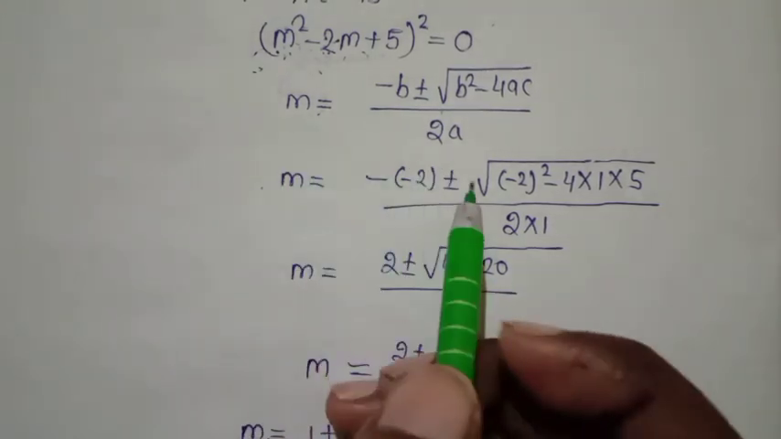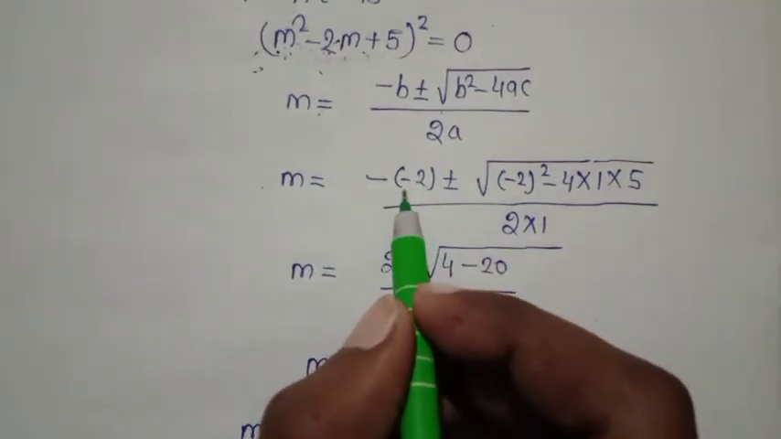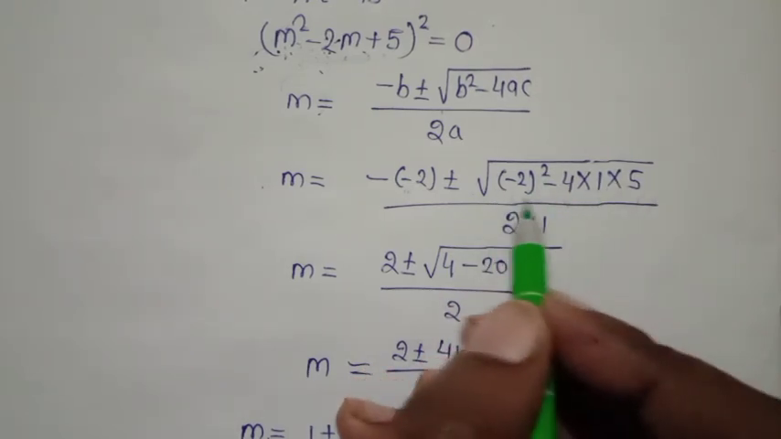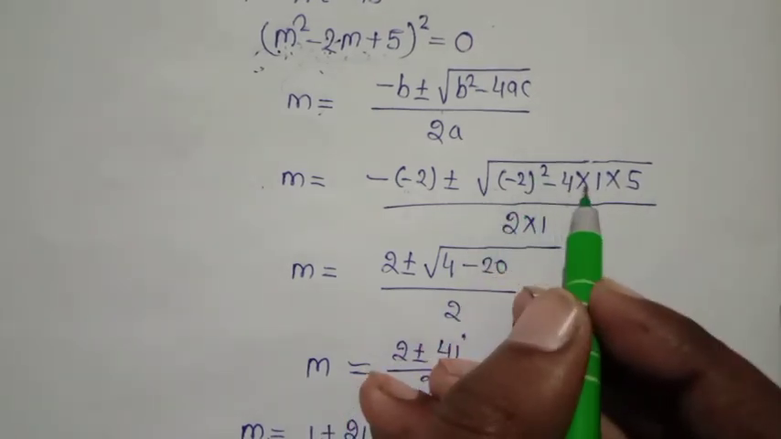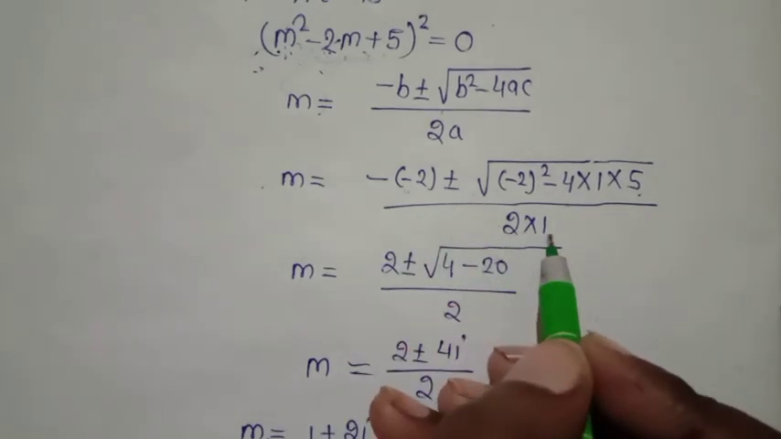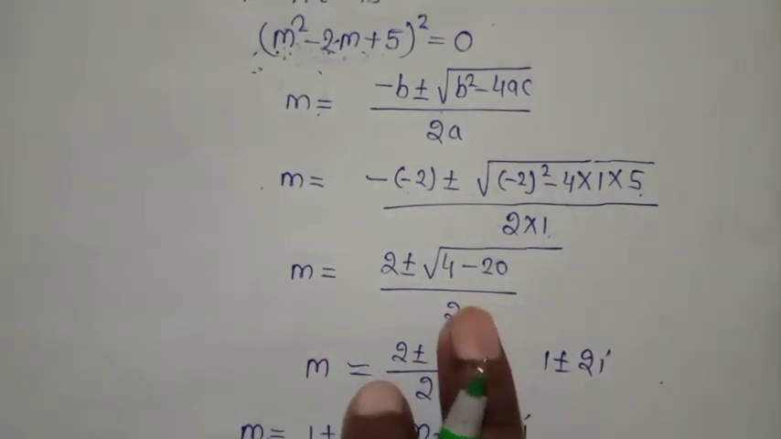So I am going to put the values. So it becomes minus 2 plus minus under root of minus 2 raised to power 2 minus 4 into 1 into 5, because this is the value of a and this is the value of c, and upon 2a. A is 1, so I am going to put it. I have solved it easily.